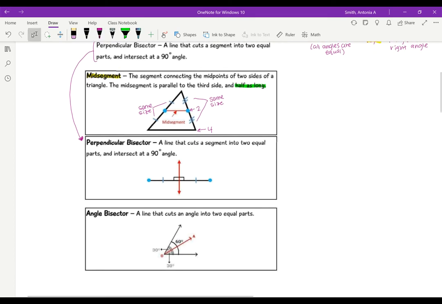All right. The next one we're going to talk about is called a perpendicular bisector. So a perpendicular bisector is a line that cuts a segment into 2 equal parts and intersects at a 90-degree angle. So you can see that red line cuts into your other line and forms a 90-degree angle. Okay, that's what those little squares are.